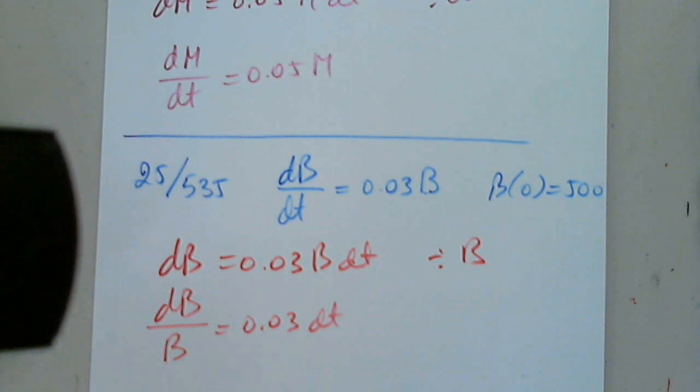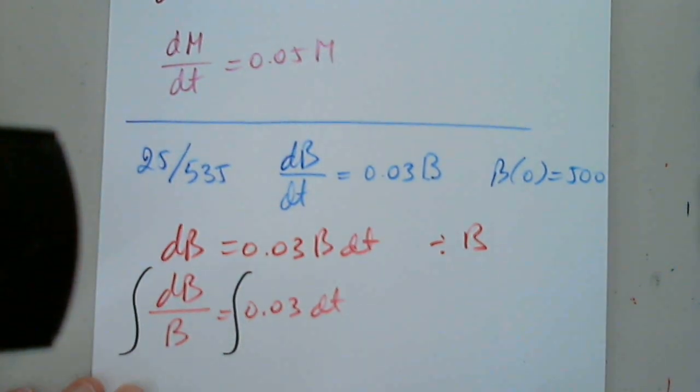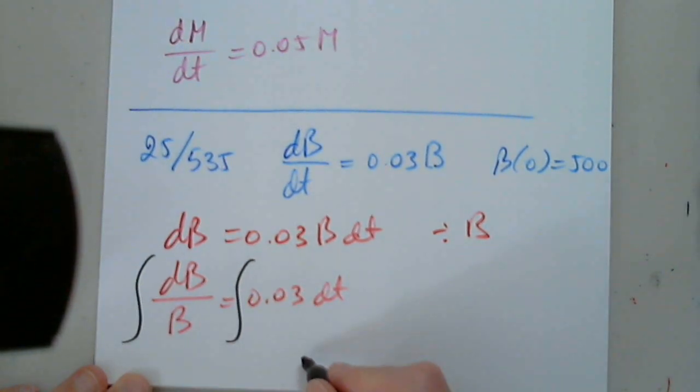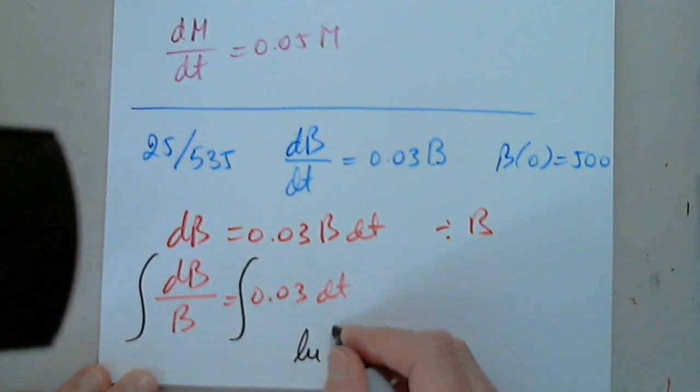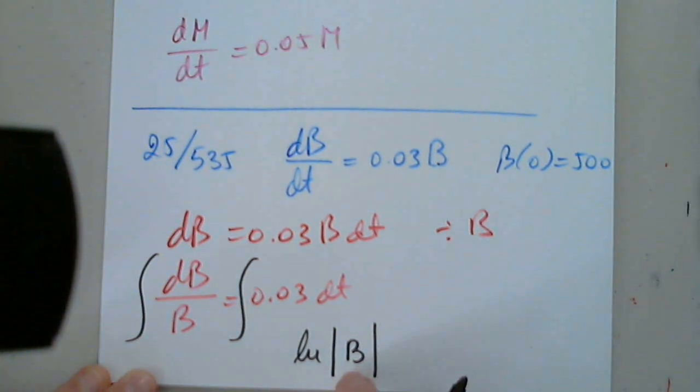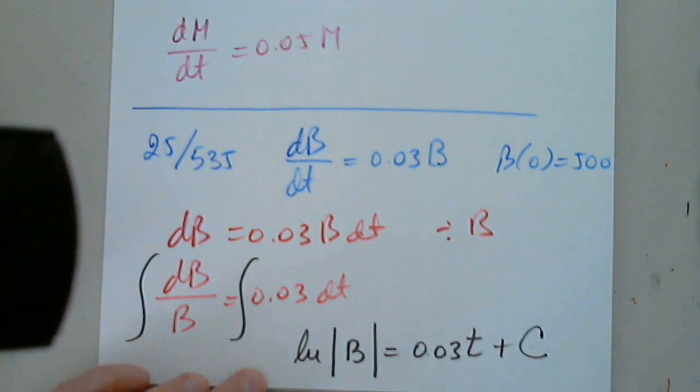What is the next step? What do I need to do next? Integrate both sides. Awesome. What do we get from the left-hand side? Natural log of b, yes, but please remember it's the absolute value, because if we don't put the absolute value, it would be incorrect. On the right-hand side, you're going to say t plus a constant c.